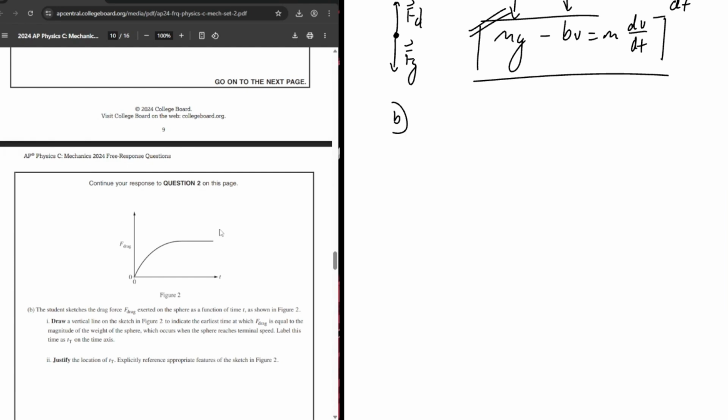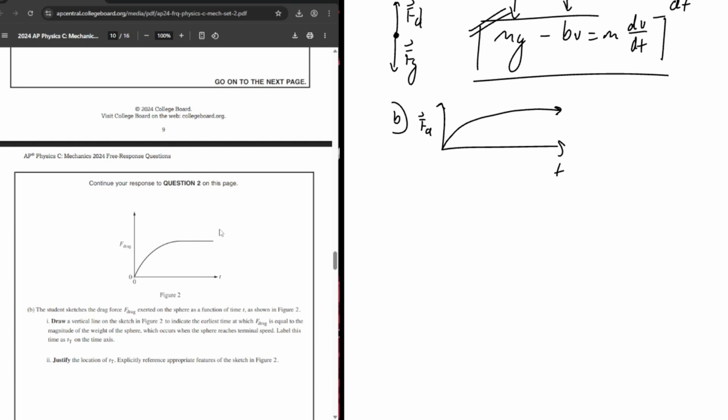The student sketches the drag force F drag exerted on the sphere as a function of time t as shown in figure 2. Draw a vertical line on the sketch in figure 2 to indicate the earliest time at which F drag is equal to the magnitude of the weight of the sphere, which occurs when the sphere reaches terminal speed. Label this time tt on the axis. Okay, I'm going to draw that out. So Fd and then t, I'm going to draw it like this.